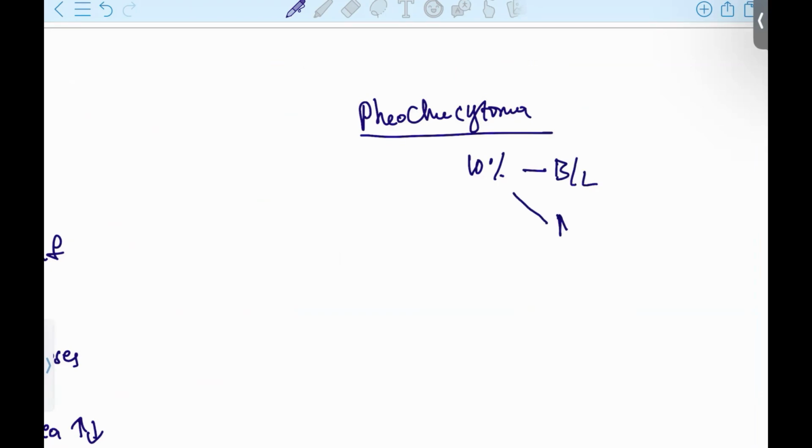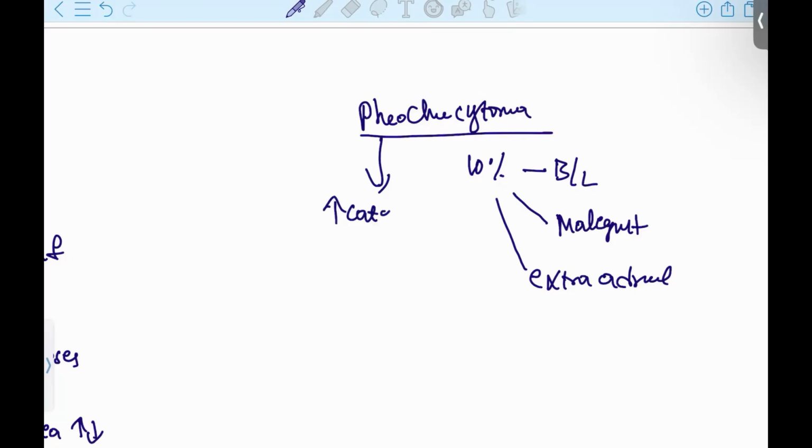Next, we also have the pheochromocytoma. Pheochromocytoma is a tumor that follows the 10% rule. It will be bilateral in 10% of people, it will be malignant in 10% of the population, and it can also be extra-adrenal in 10% of the population. Why is this condition caused? Increased catecholamine synthesis leads to the tumor formation.